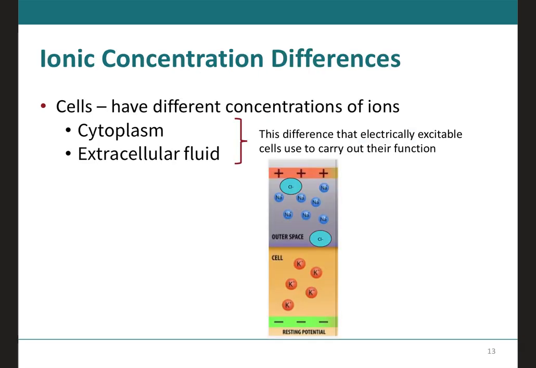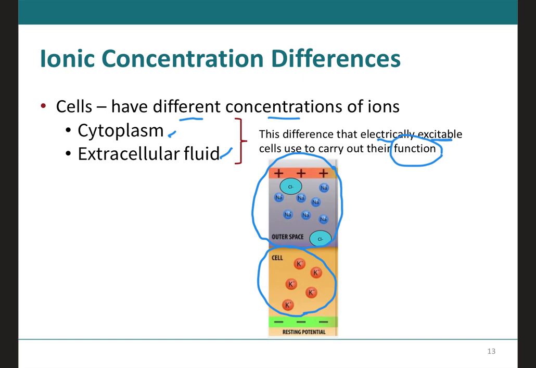With regards to ionic concentration differences, we can definitely say that cells do have different concentrations of ions in the cytoplasm when compared with the extracellular fluid around the cell. And it is this difference in ion concentration that will electrically excite the cell and allow it to carry out its function. So as we know, there's a higher concentration of sodium ions and chloride ions outside of the cell than inside of the cell, while there's a higher concentration of potassium ions inside of the cell when compared to the concentration of potassium outside of the cell.